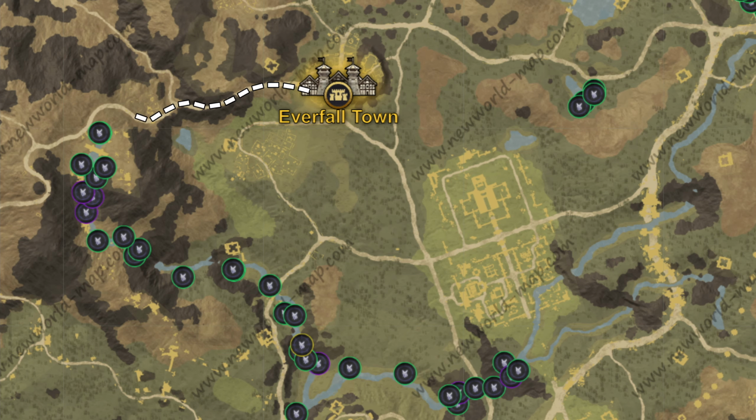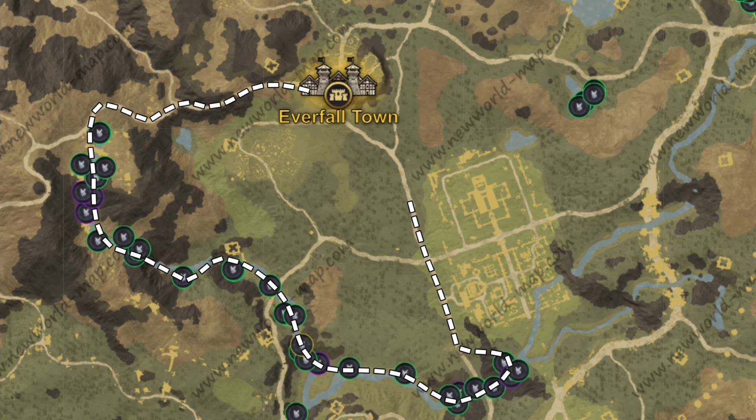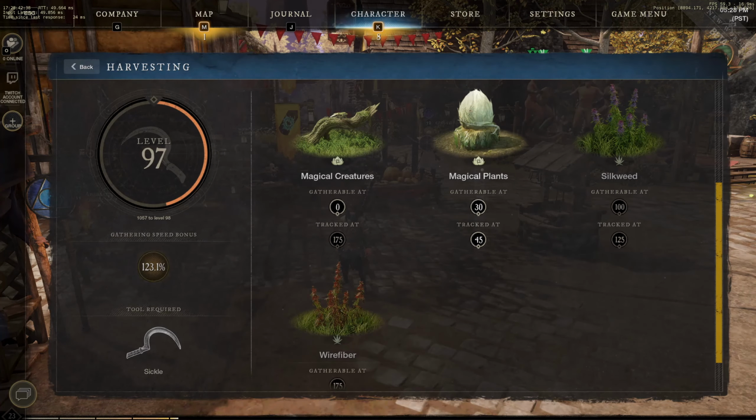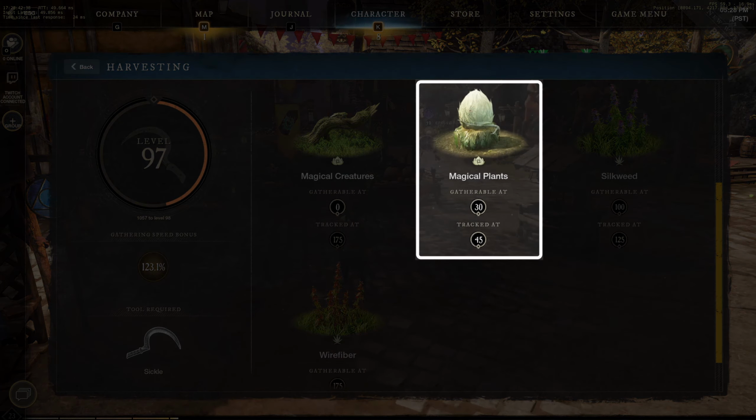For example, the water mote that we need, by just following the river between Everfall, Monarchs, and Windsward, you can find over 30 nodes and get between 250 and 300 motes every 30 minutes or so. The one thing to keep in mind is that you need at least level 30 harvesting to be able to harvest the magical plants. And to take full advantage of the route, having level 50 mining will allow you to also mine alchemy stones for even more motes.